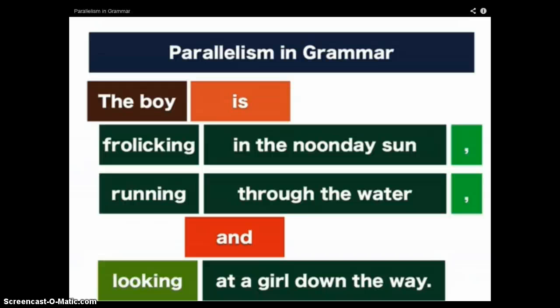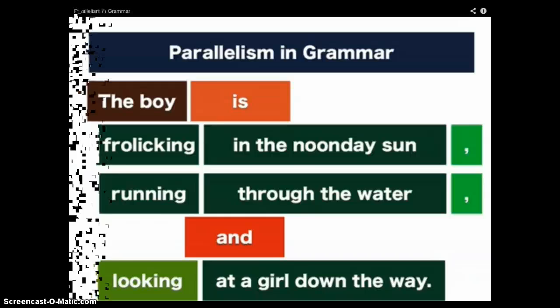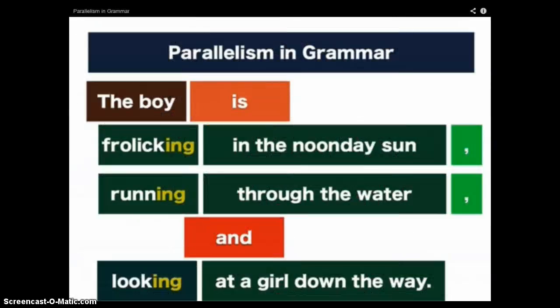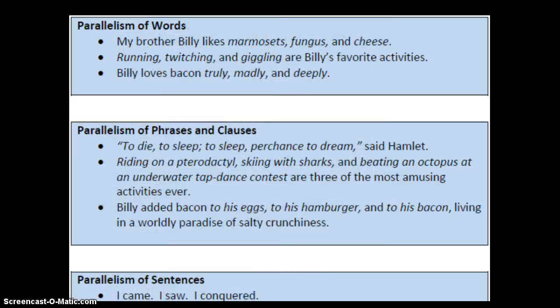So in order to change our sentence to make it parallel structure, we should change it to: the boy is frolicking in the noonday sun, running through the water, and looking at a girl down the way. Now each of our verbs is in the same tense. The boy is frolicking, is running, and is looking. Parallel structure is as simple as that.